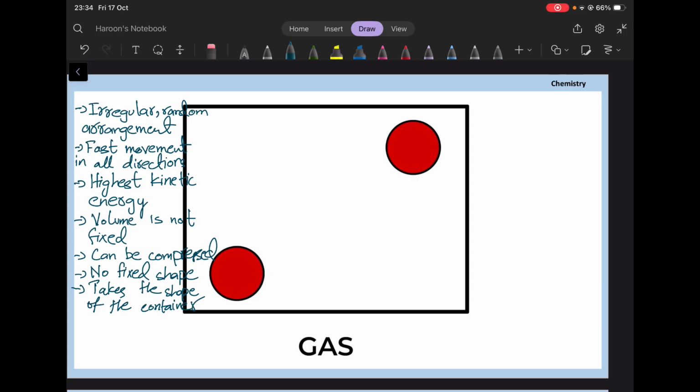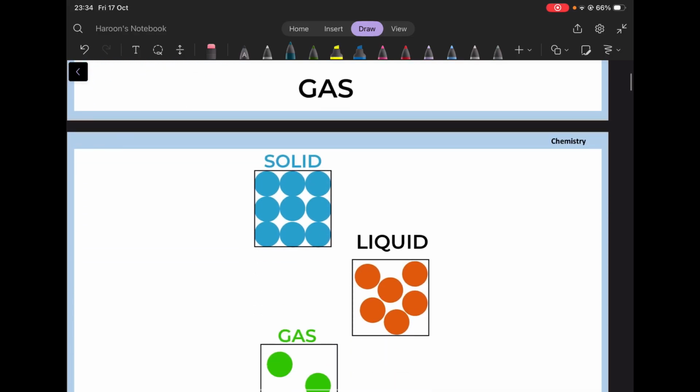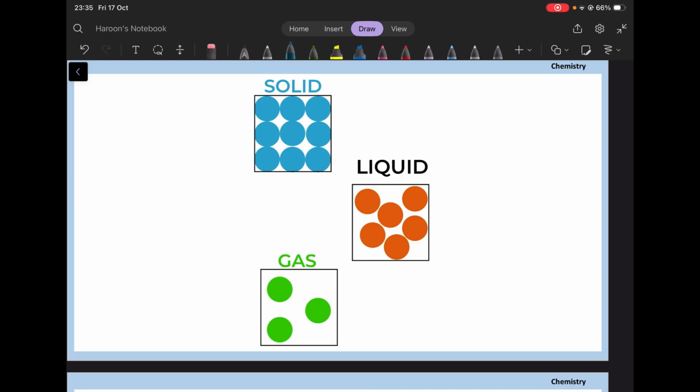So these are the general properties of solids, liquids, and gas. Whatever was written on these slides, all these points are examinable. You need to memorize them. Okay, now this is a summary. Basically, if you are asked to draw, this is how you draw your shapes for solids, liquids, and gases.